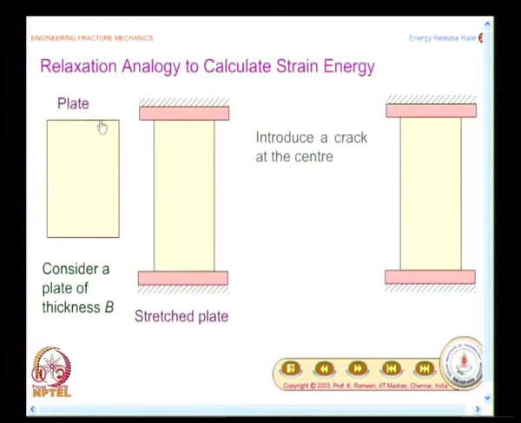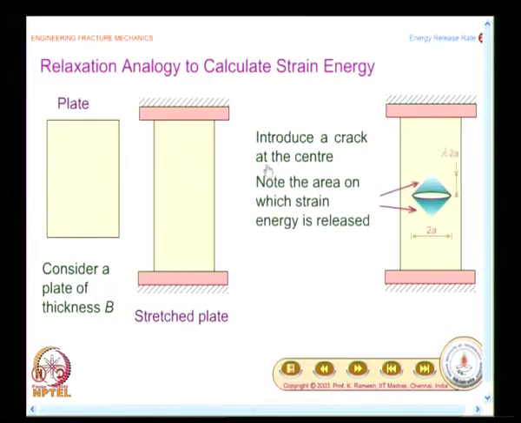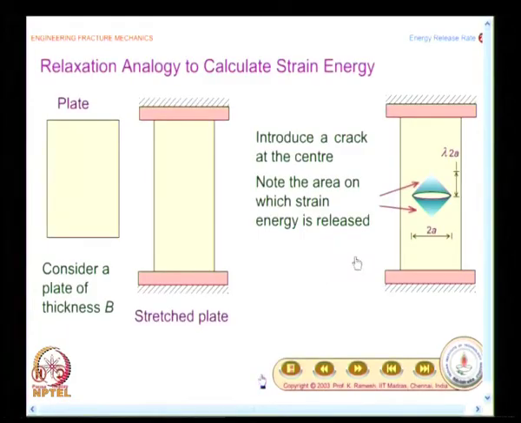What we have done was, we took a plate of thickness B and stretched it, and then introduced a crack at the center, and what was marked is the area on which strain energy is released. Marking of this as a triangle is only incidental. You could take a parabola, you could take a complicated curve, you could do anything of that sort. What it amounts to is that for the formation of cracks, strain energy in the neighboring area has contributed to the formation of two new surfaces. That is what is attempted to be shown.